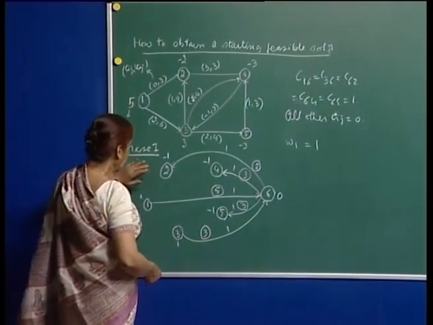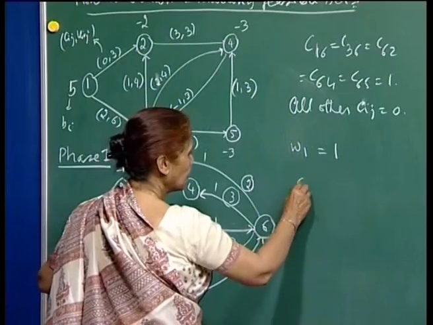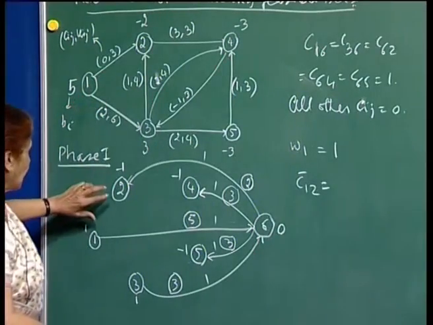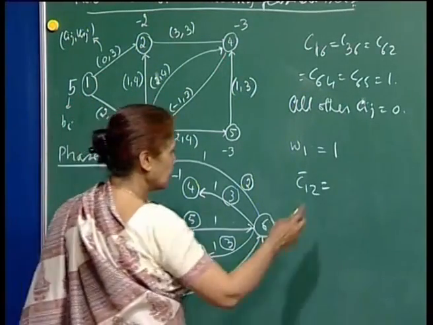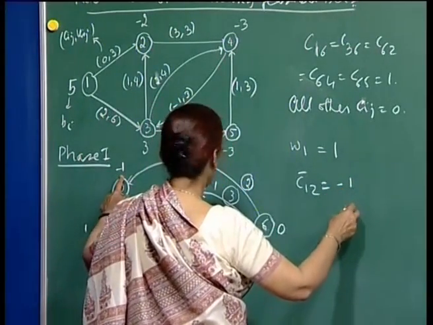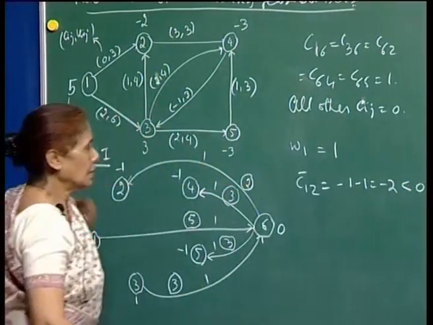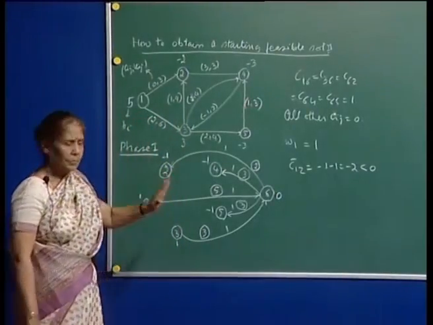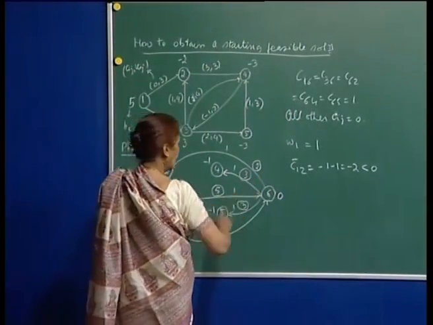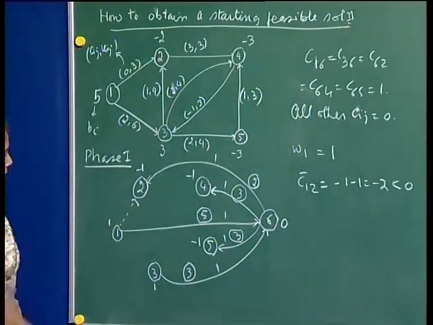If you look at arc 1, 2, what is the relative cost? The relative cost C12 bar: the arc is 1, 2, and the cost is 0 here, so C12 is 0. So this will be 0 minus 1 minus W2, which is minus 2, giving less than 0. I do not need to repeat these steps, but I will show you maybe 1 or 2 iterations. Therefore this is an arc for coming into the basis, and so you have to add this arc.